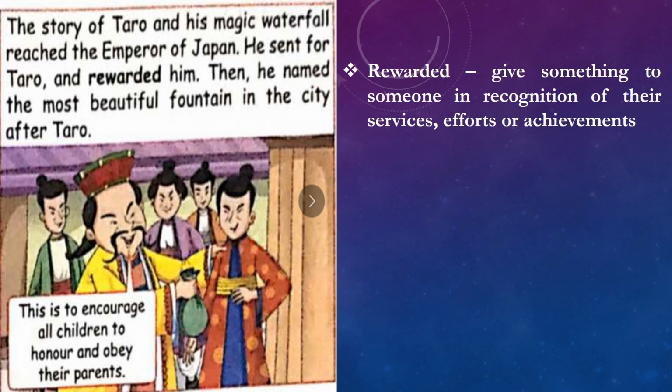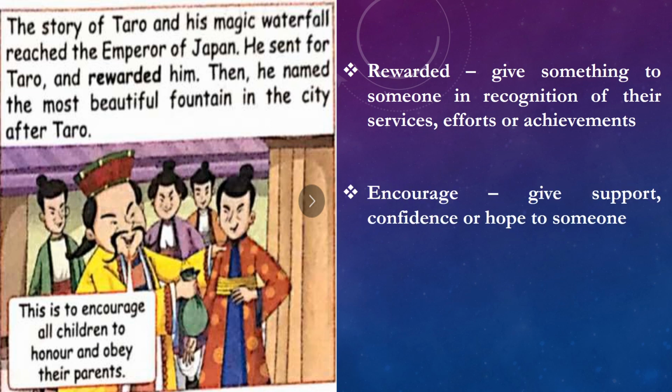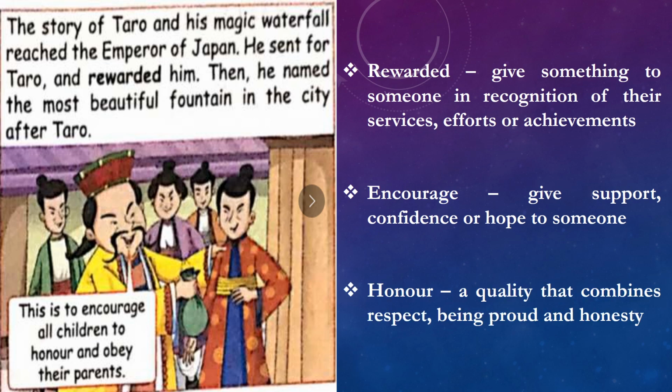So there is a direct speech of the king, that this is to encourage all children to honor and obey their parents. So the king said that the particular thing has been done just to encourage. Encourage means to give support or to give confidence and hope to someone. So it will give confidence and support to the other children also to do well and to do good deeds in their life. Children to honor and obey their parents. Honor is a quality that combines respect, pride, and honesty, everything. So, honor and obey their parents. To obey their parents is very important, right?